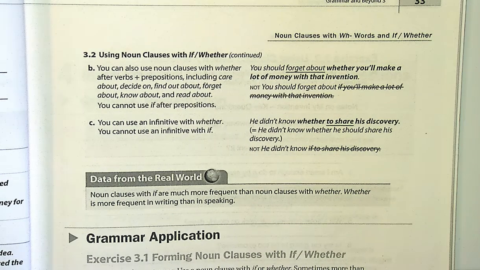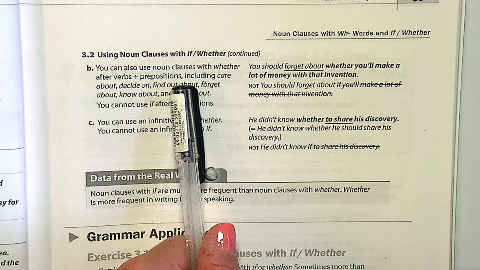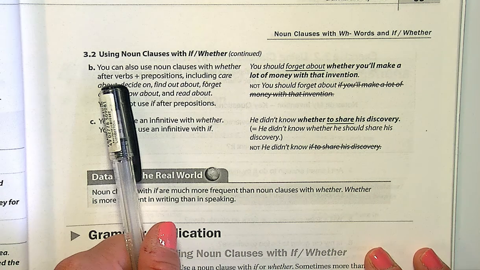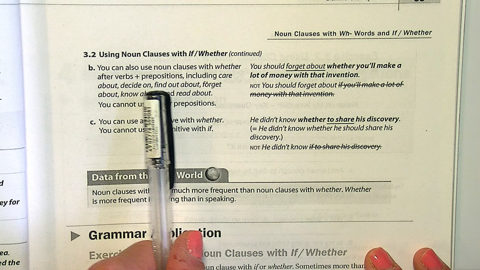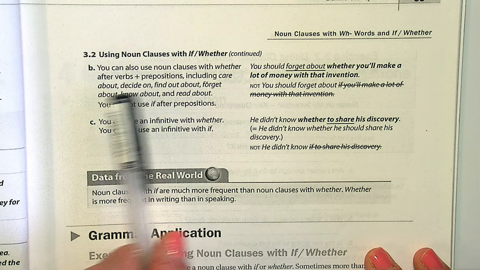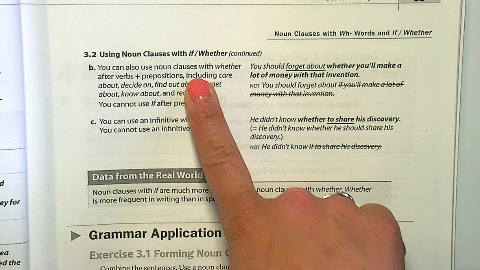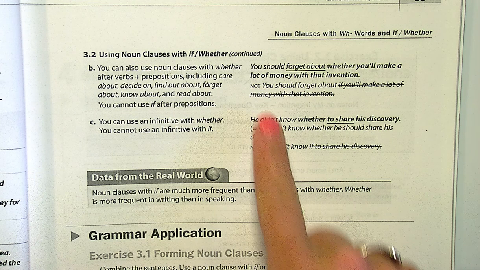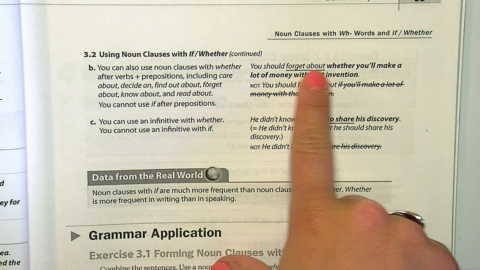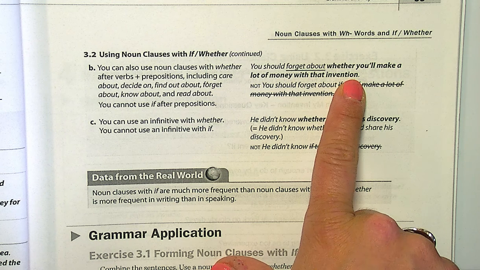Using noun clauses. You can also use noun clauses with whether after verbs and prepositions including care about, decide on, find out about, forget about, and so on. This is the same rule that we have already reviewed in our other units on noun clauses, that a noun clause can be the object of a preposition. You should forget about whether you'll make a lot of money with that invention.